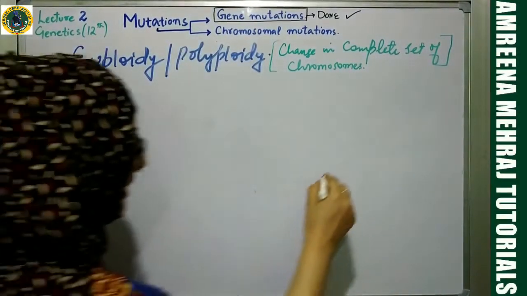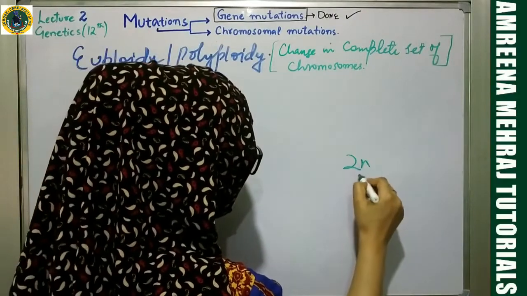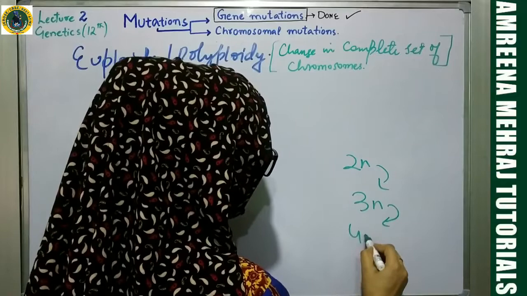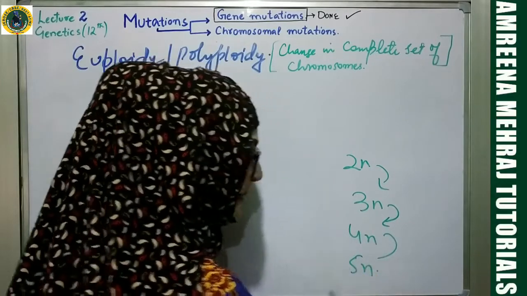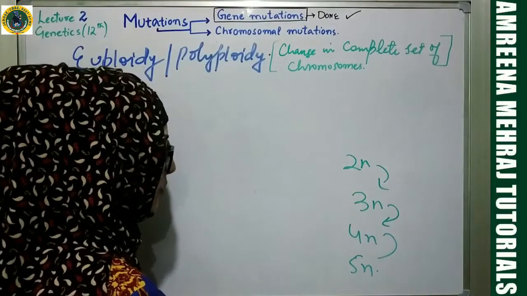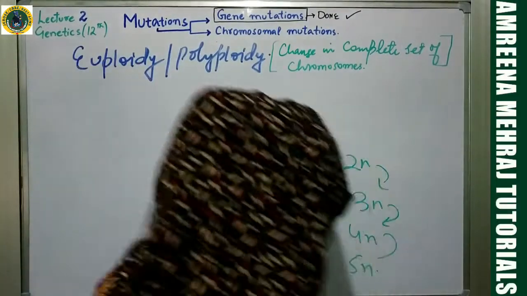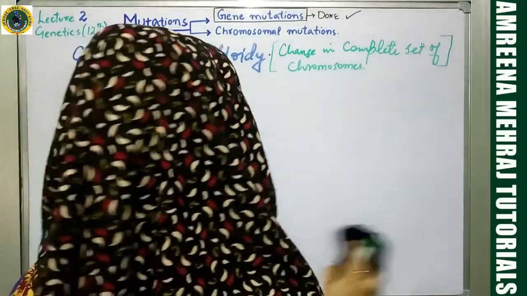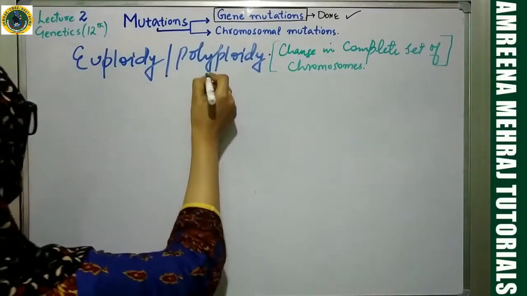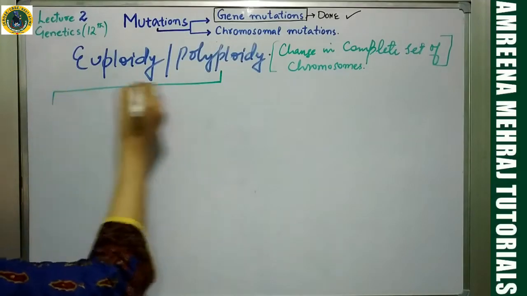Think like this: if some organism is 2n diploid, it will become 3n, or 4n, or 5n. What is happening? An entire chromosomal set is increasing. That's why you call these changes polyploidy or euploidy. Now, my dear students, think. You have further 3 types of this.